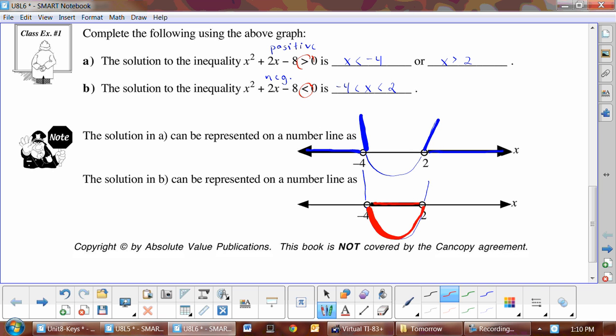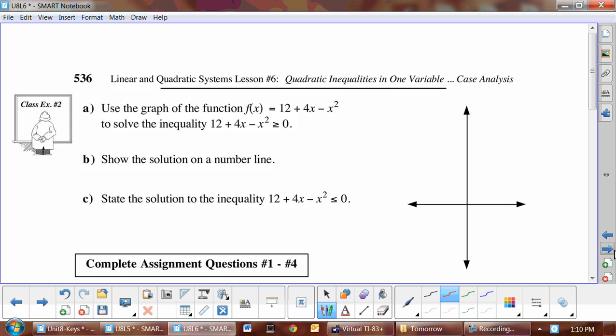Okay? So, if you get a problem, there's kind of two main types. The one says use the graph of the function to solve the inequality. Because they say use the graph, even though normally we want to graph first, you definitely want to graph it first.